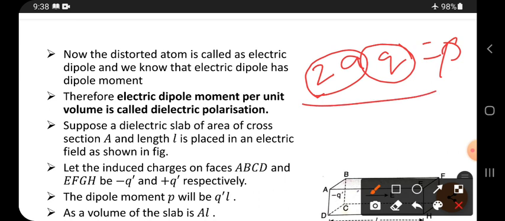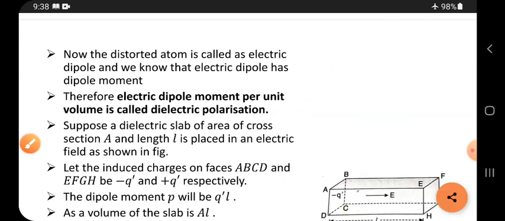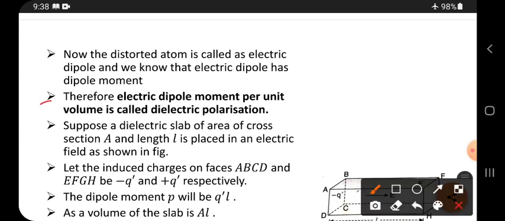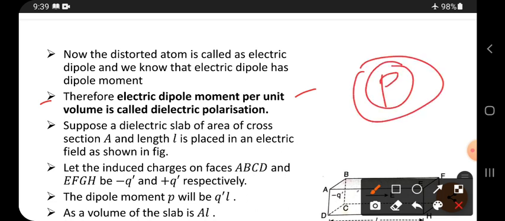And how many dipole moments are there per unit volume? That is called polarization. Here is the definition: electric dipole moment per unit volume is called dielectric polarization. In one unit volume, how many moments are present? That is called polarization.